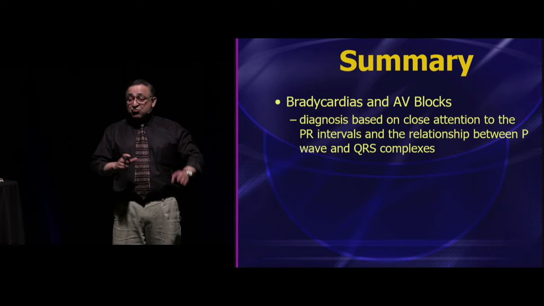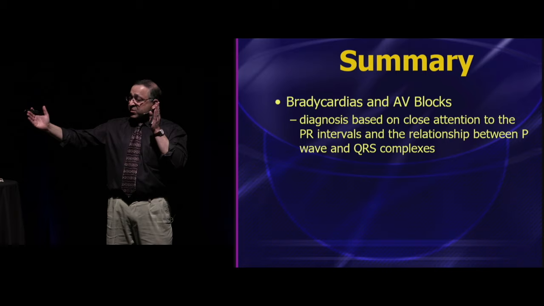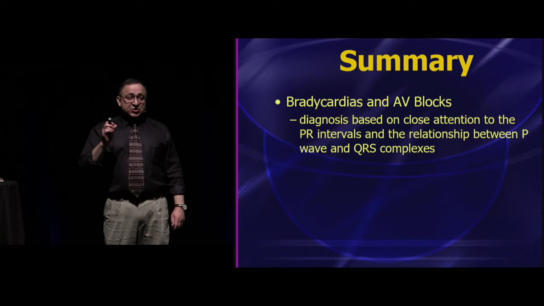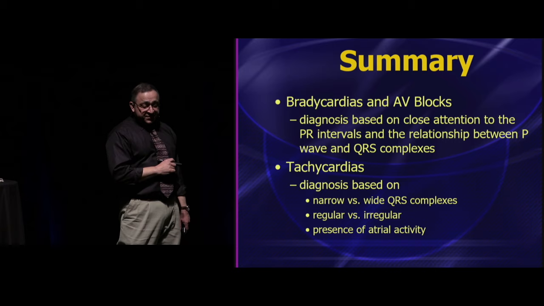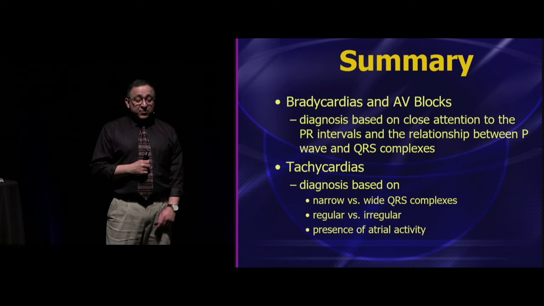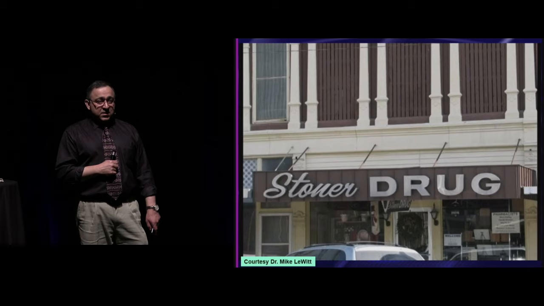Are they gradually increasing, Mobitz 1? Are they all absolutely identical, Mobitz 2? Or are they randomly changing? That's your third degree. All right? And then tachycardia, based on narrow versus wide, regular versus irregular. And then the key question after that is, what's the atrium doing? All right? Questions? Everyone's good with that? All right.